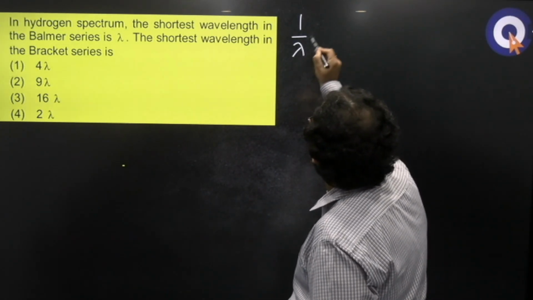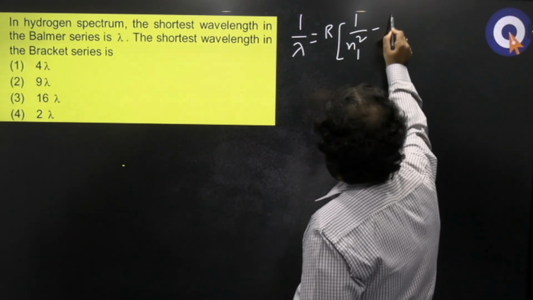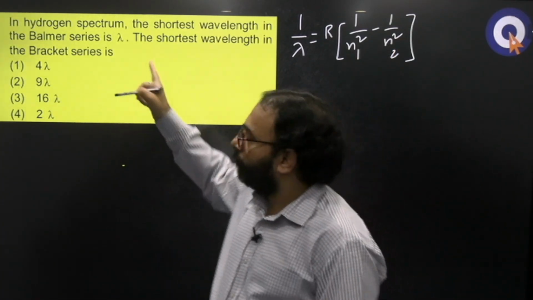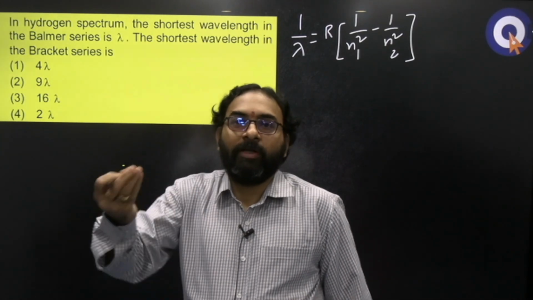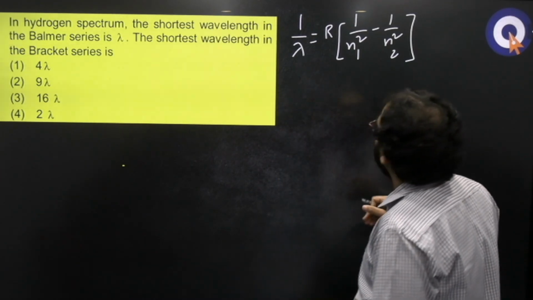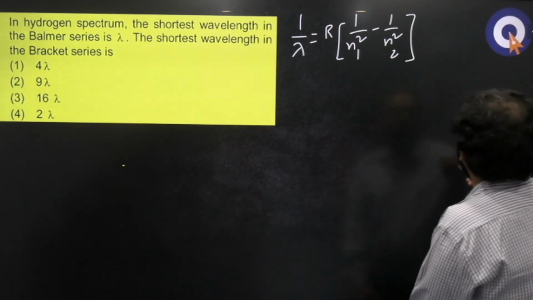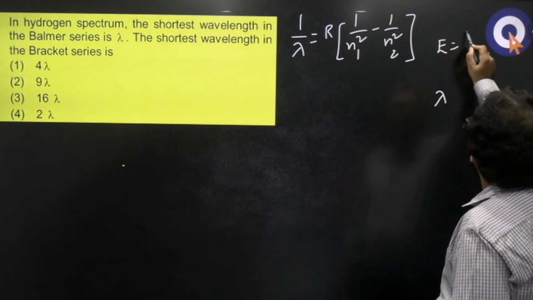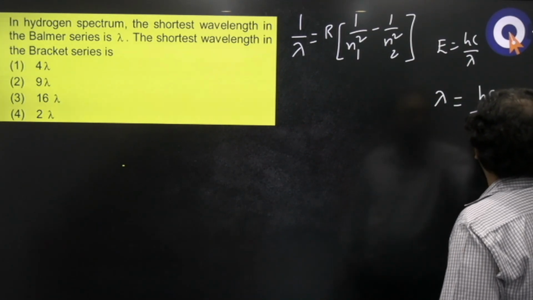1 by lambda equals R of 1 by n1 square minus 1 by n2 square. This equation you can use for finding the wavelength of the radiation emitted in the hydrogen spectrum. But here, let us do it in the simplest way. So this is the possibility: E equals hc by lambda. Basing upon this, lambda is equal to hc by delta E.